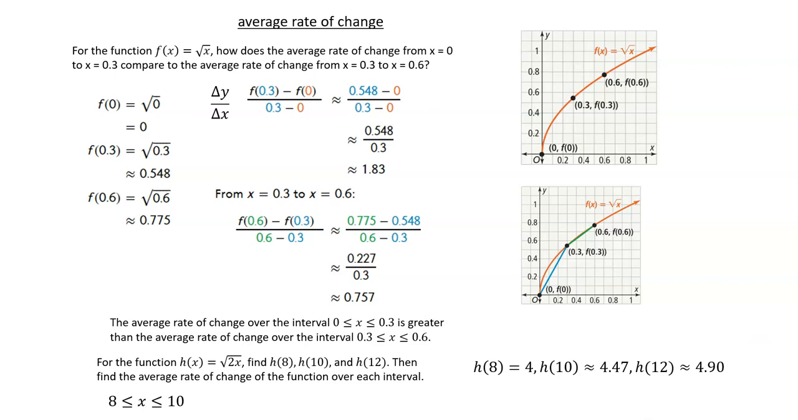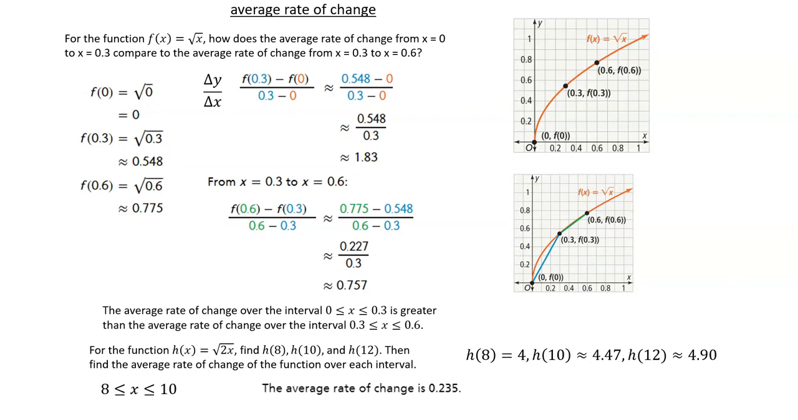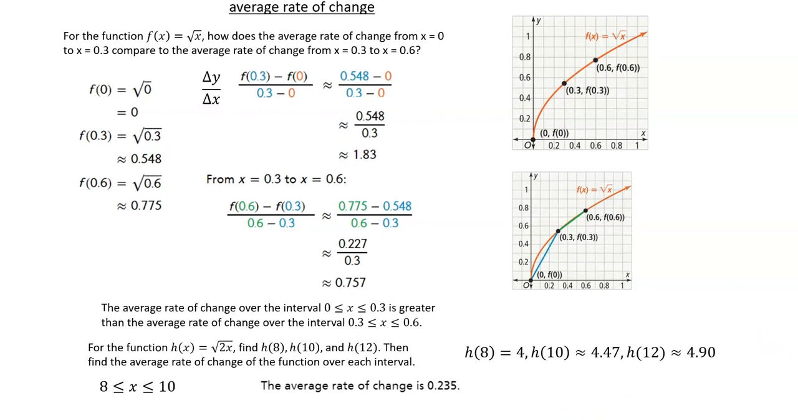The average rate of change, okay, h of 8 is 4, h of 10 is 4.47, so we're going to subtract 4.47 minus 4 and over 10 minus 8, which is 2, so the average rate of change is approximately 0.235. Now find the average rate of change for the values of x between 10 and 12. All right, so again, 4.9 minus 4.47 over 12 minus 10 gives us the average rate of change of 0.215.